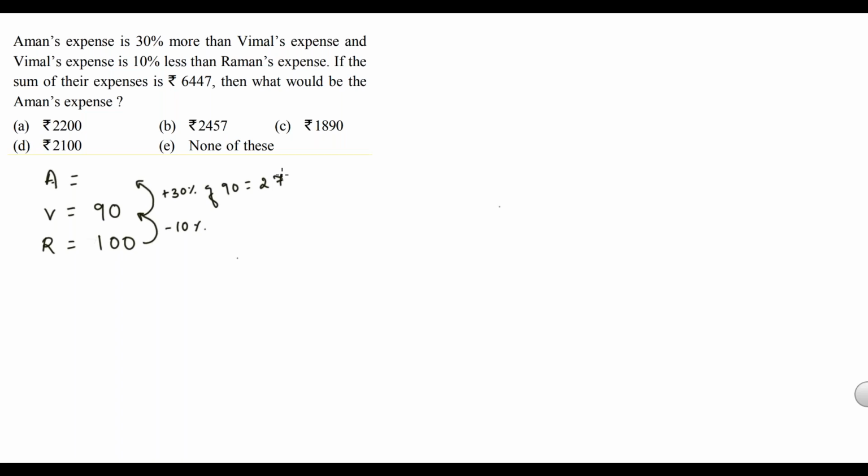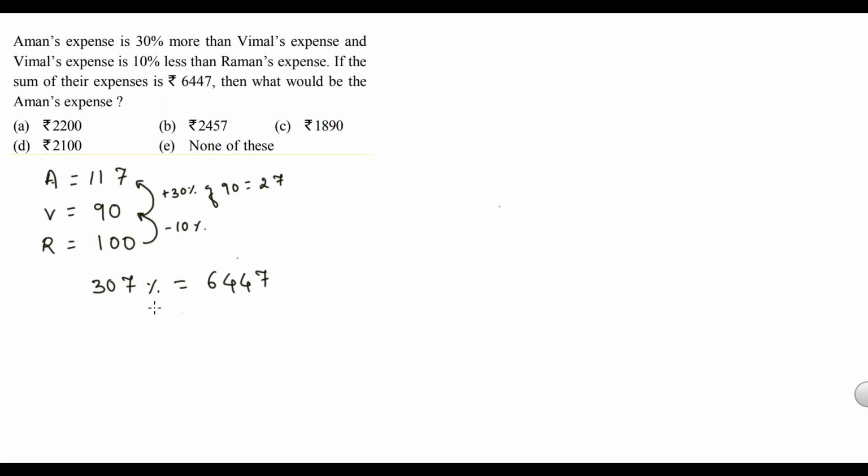We have already seen this in the previous question. 30% more than 90 means we have to add 30% of 90 to 90. So 30% of 90 is 27. So together it is 117. Right? And the next point is the sum of all the three expenses. 117 plus 90 plus 100. 307 percentage value is 6,447.